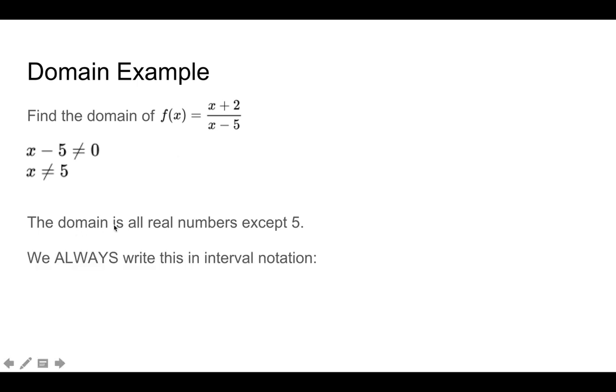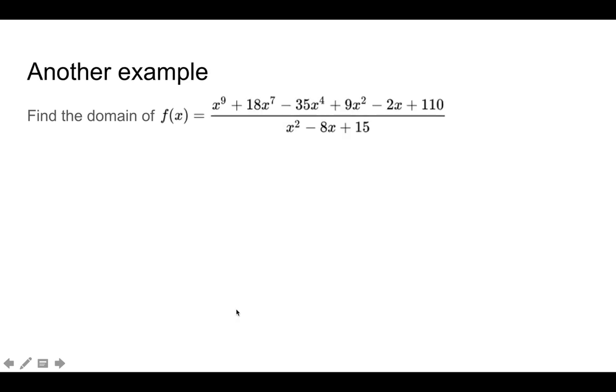Okay, we're never going to stop here though. We're always going to write domain in interval notation, which you should be really good at by now. This domain would be negative infinity to 5, union 5 to infinity, parentheses all around.